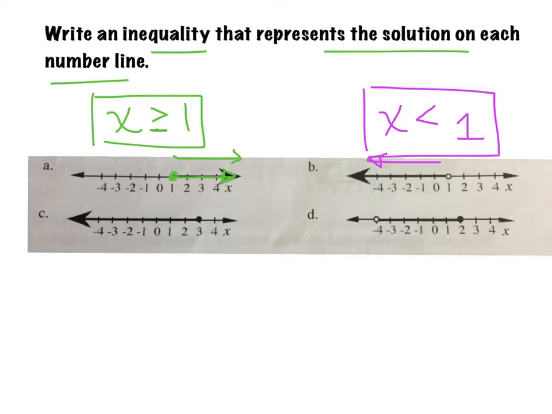Okay, so the next one, I see it's all the numbers smaller than 3. So I'll write x has to be smaller than 3, and it can be equal to 3 because that dot is shaded in. So there's my inequality. All the numbers less than or equal to 3.